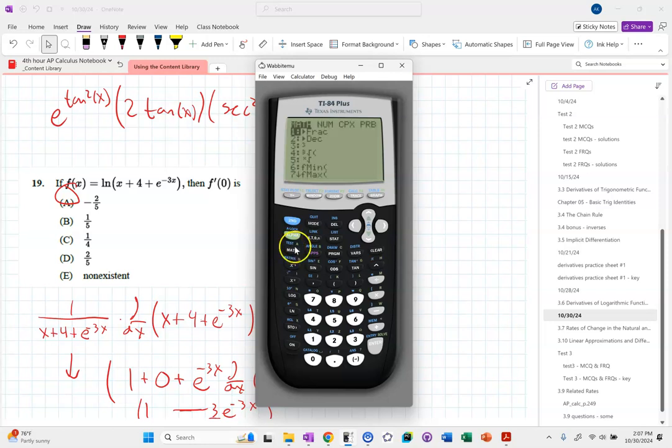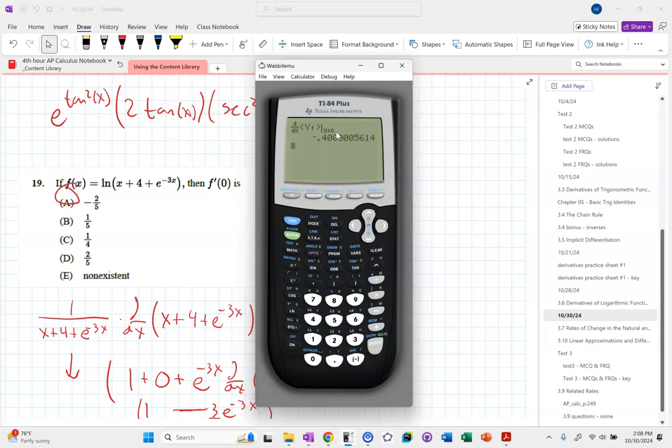So if I press the math button and scroll down to the n-derive option, I can fill this in. So I put an x for d dx. The function I want is in y1. So I'm going to press vars, go over to y vars, pick the function option, then pick y1. And I'll say at x equals 0. And I get this.